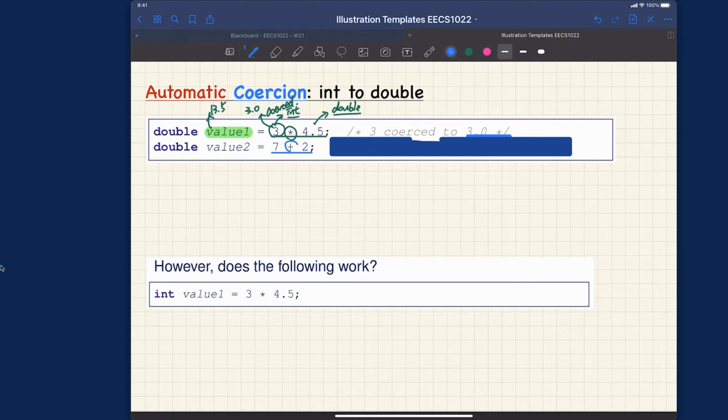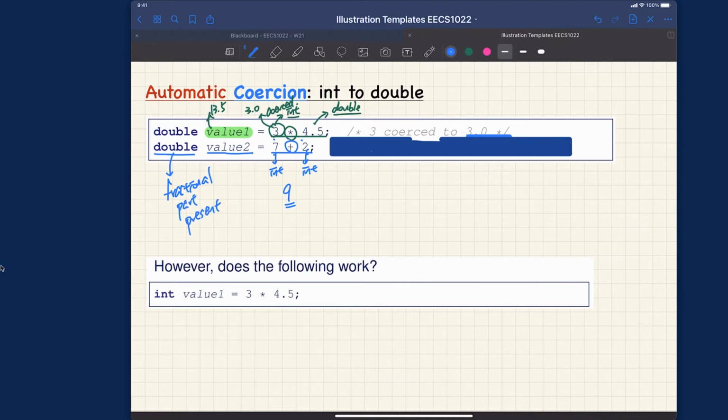Now for plus, remember it can be either concatenation or addition. In this case, because both sides are simply integer numbers, we're going to do addition. There's nothing to coerce just yet, because both sides are integers, so we're going to get 9. However, when you're trying to store 9 into value2, which is declared to be a double, remember double is a data type where each value has a fractional part. It's a floating point number.